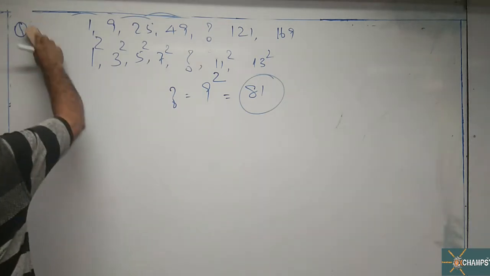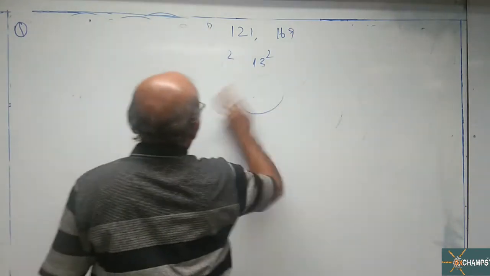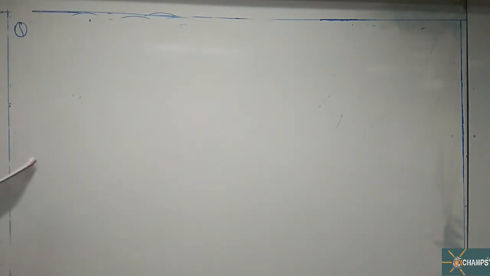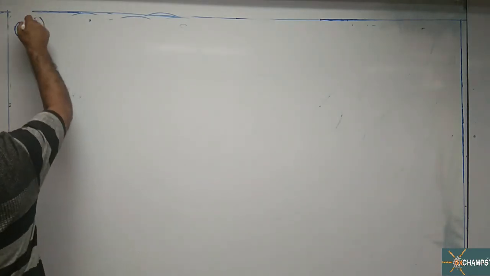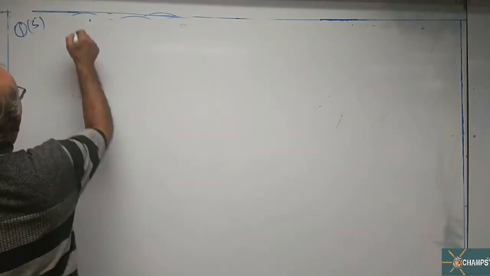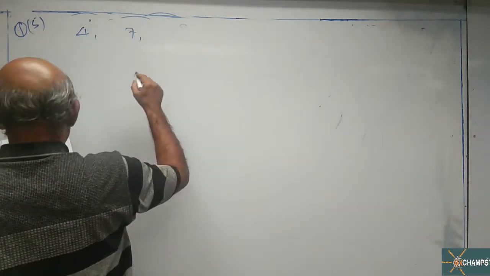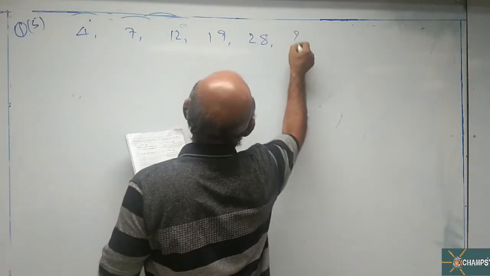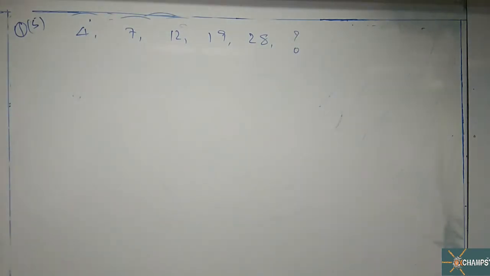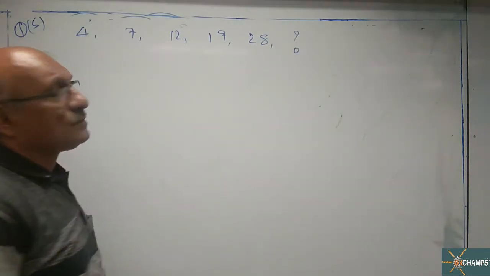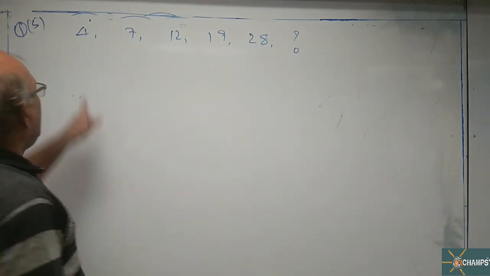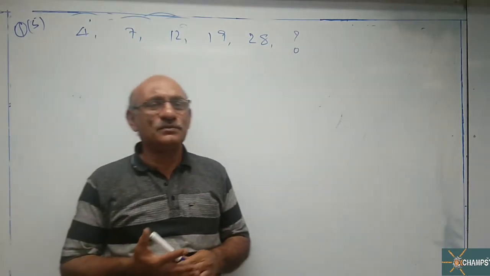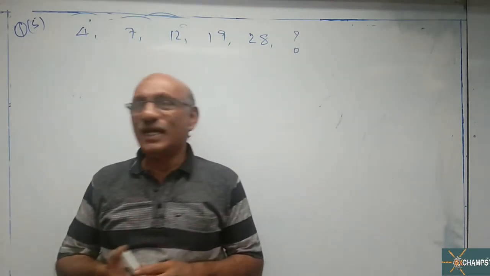Now next question number 5: 4, 7, 12, 19, 28, question mark. Okay, sir. It is an increasing series, sir. Means succeeding term is greater than preceding term. Let us verify.